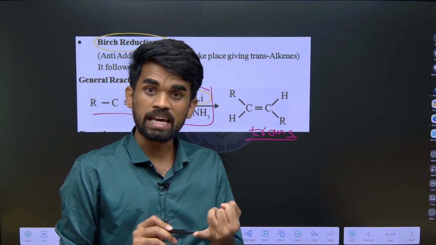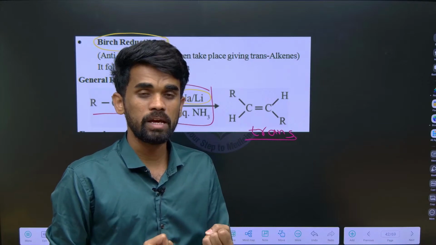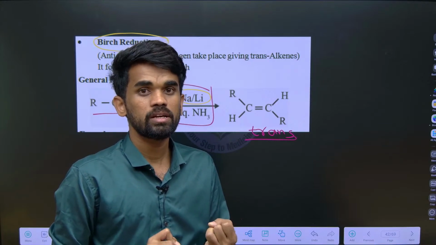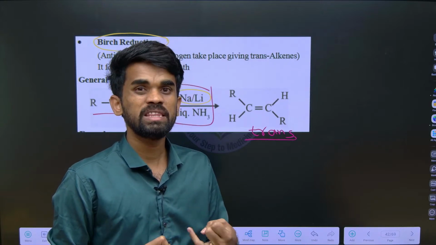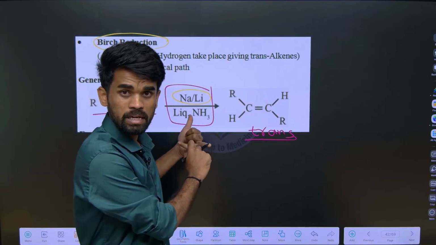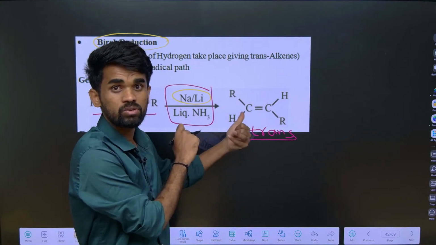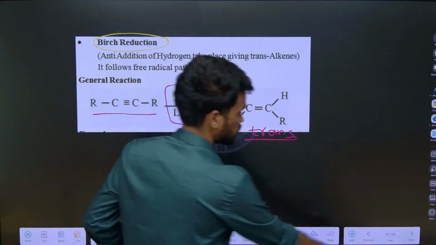Alkynes with Lindlar's catalyst, H2, Pd, CaCO3, quinoline, give cis alkenes. Alkynes with sodium metal or alkali metal in liquid ammonia give trans alkenes. So these 2 statements you should remember.